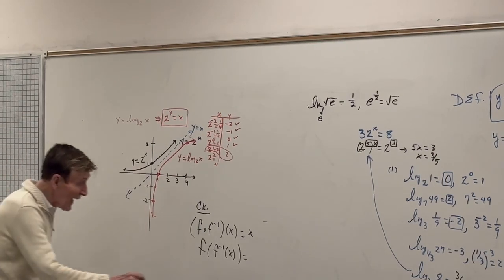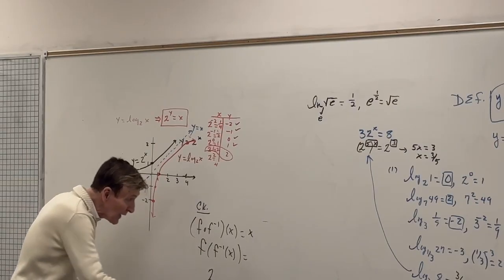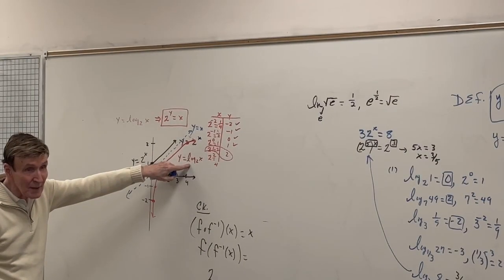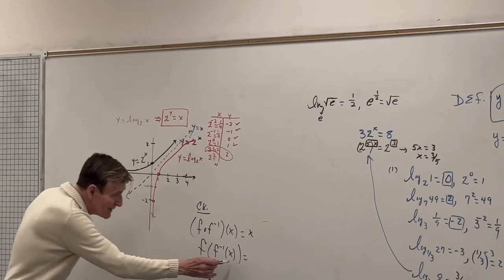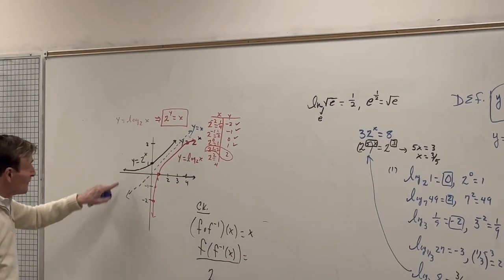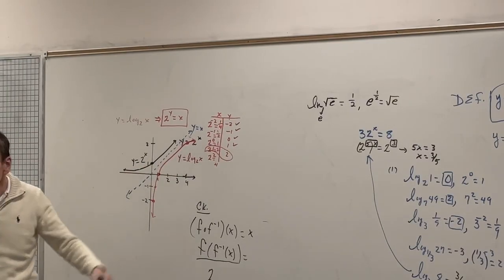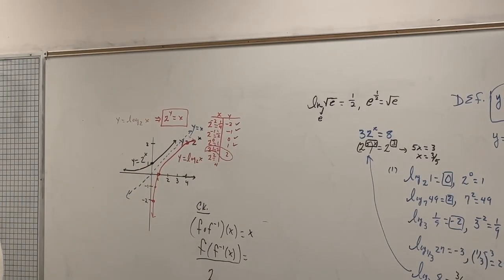Now, I want that inverse, which is this, brought in there. So what would that look like if my function's here and its inverse is there, and you're doing a composite on it? What would that look like? 2 raised to 1.